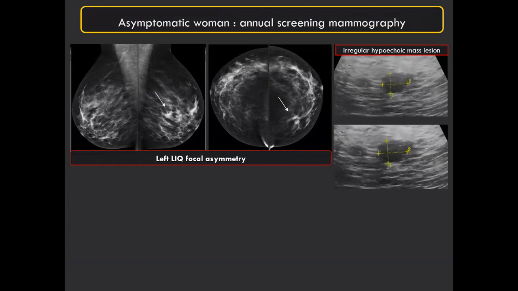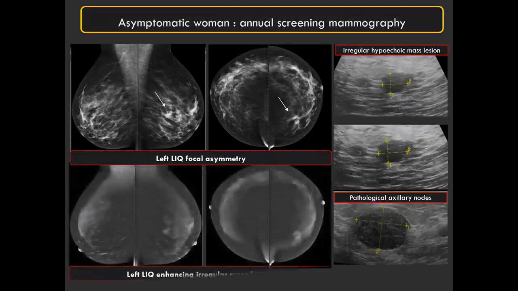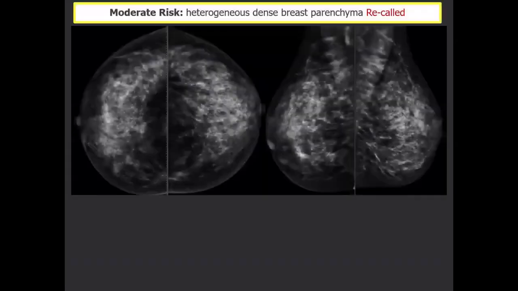A complementary ultrasound was performed on recall, and these were her axillary lymph nodes with a totally infiltrated hilum, and they were pathological. This was the contrast mammogram of the same patient, and it revealed a left lower inner quadrant spiculated enhancing mass lesion, which was an invasive duct carcinoma, which was metastatic to the axillary lymph nodes.